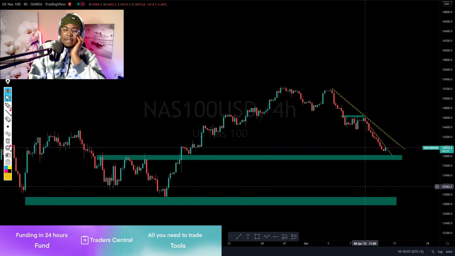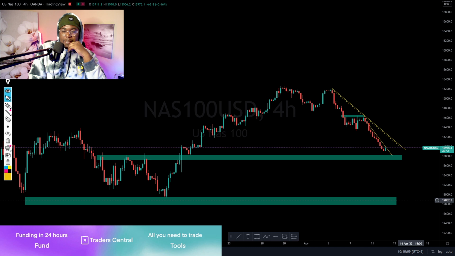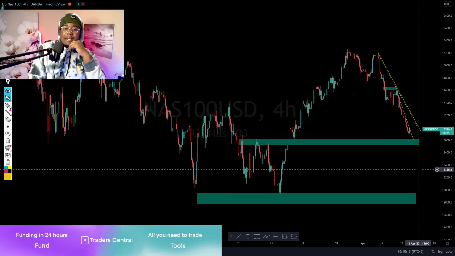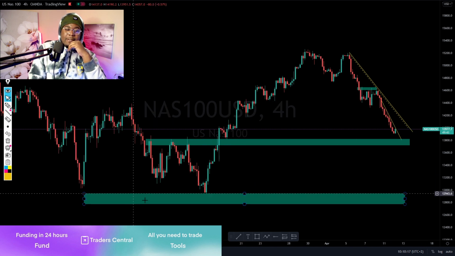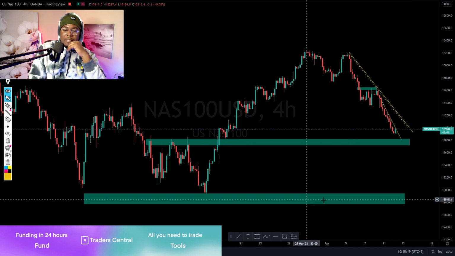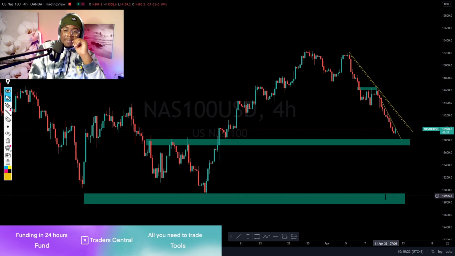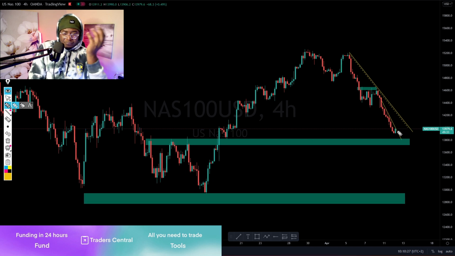We have that area around, let's say, 13,800. That's where I think the market might find support. But if not, let's expect the market to reach around maybe 13,000. The market might still reach there, but what can we do? We can still continue selling.